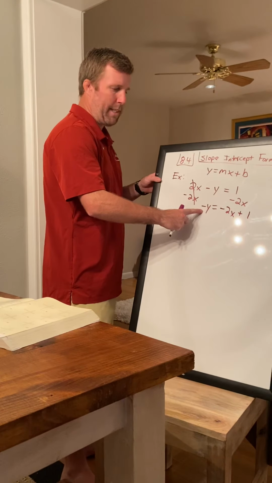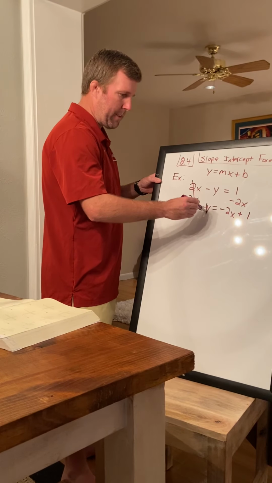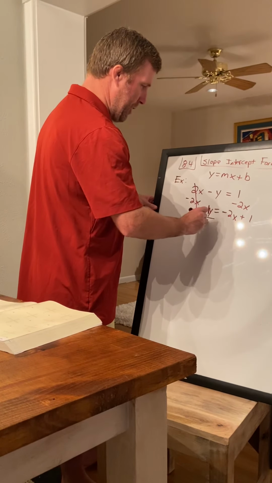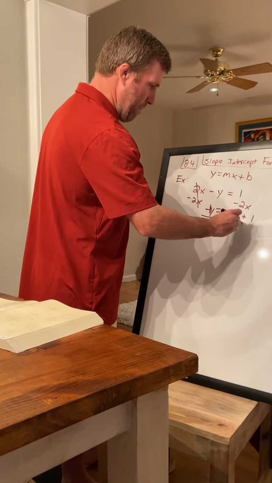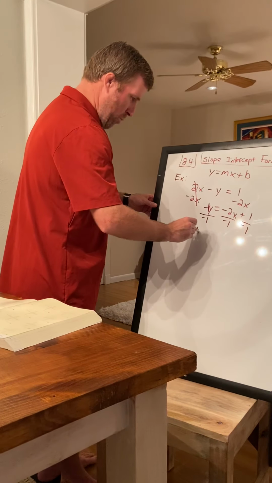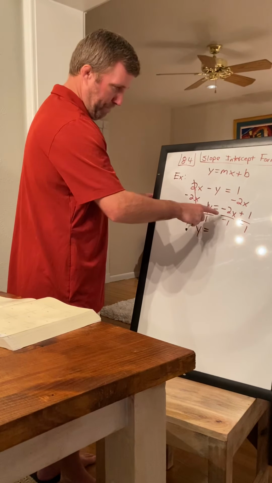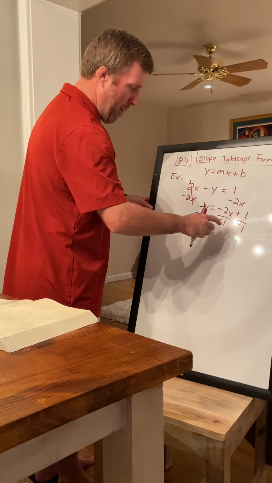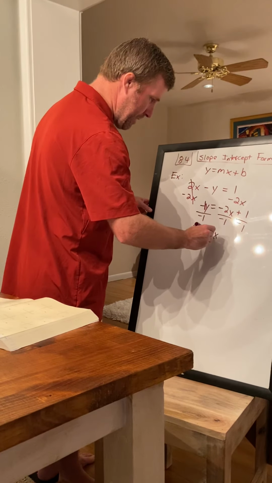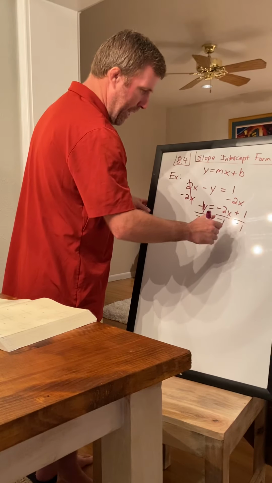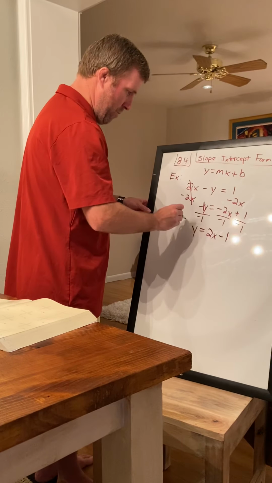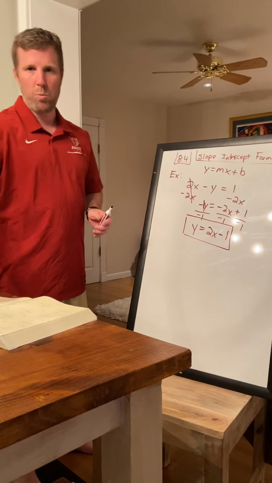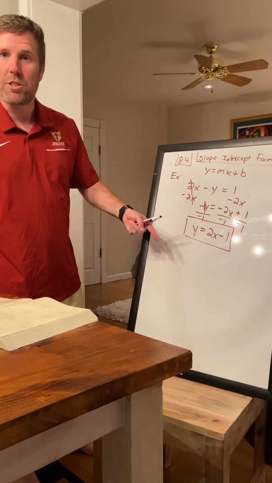But notice the y is not by itself yet. This is like negative 1y. So I'm going to divide each term by negative 1. So I get y equals, a negative divided by a negative is a positive, 2 divided by 1 is 2x. Positive 1 divided by negative 1 is negative 1. Y equals 2x minus 1. So I put it in slope-intercept form.